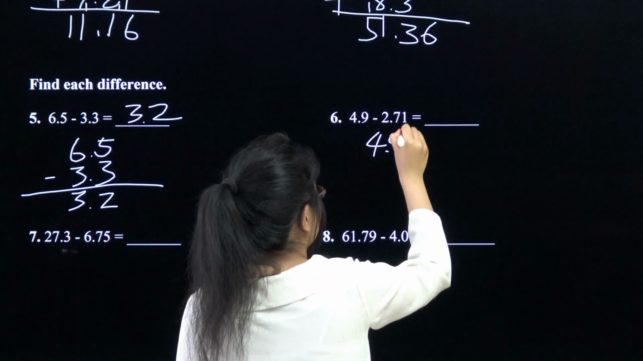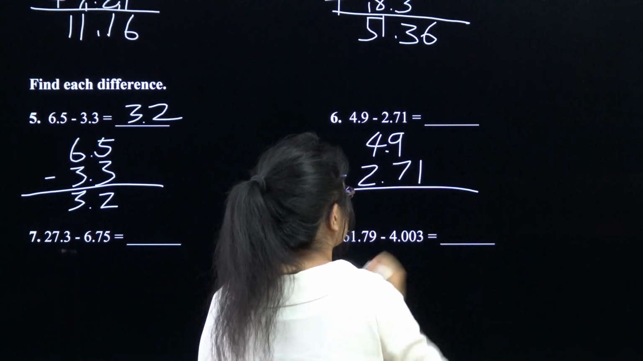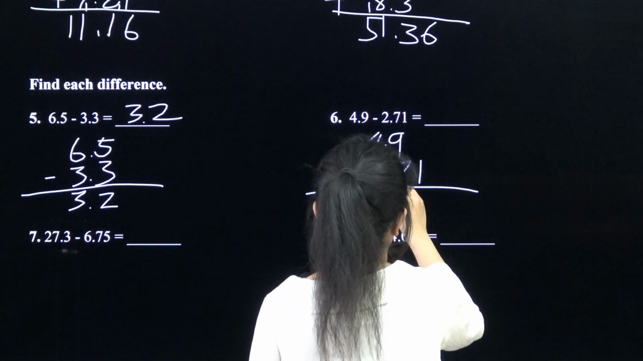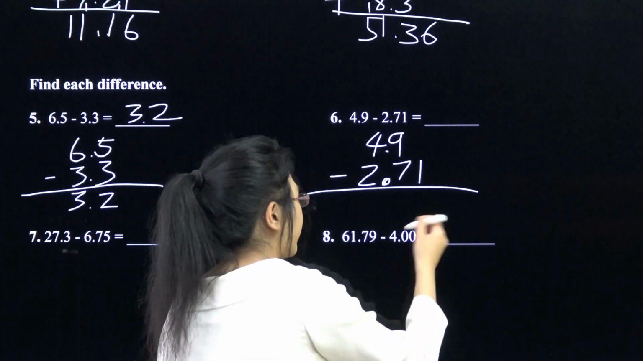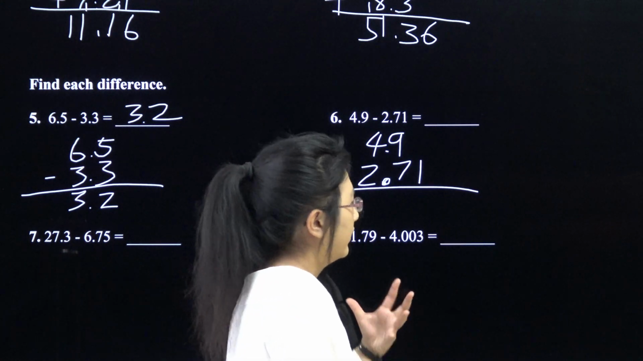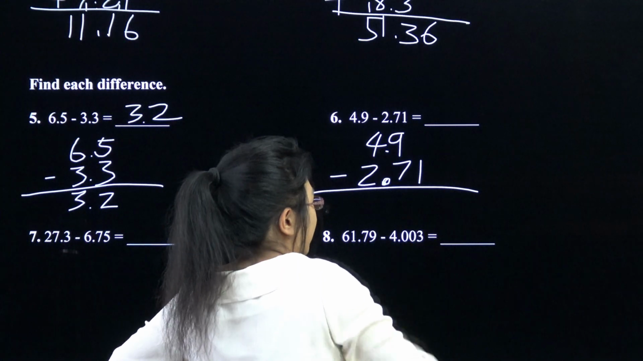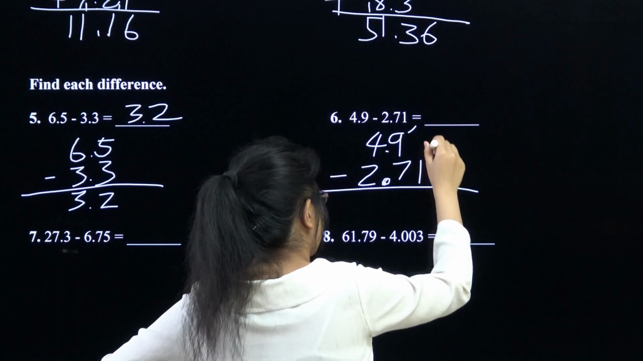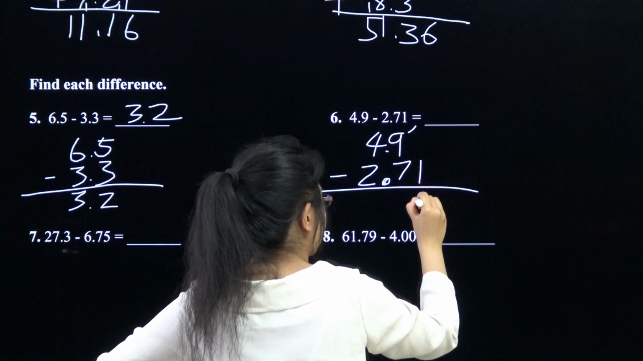Now, 4.9 minus 2.71. And you line up the decimal point. I know it looks kind of slanted right now, but it's still at the same approximate area. You line up the decimal point. There's nothing over here, so it's a 0. Problem is, there's something down here, which means that you have to regroup. So you regroup, and this becomes 10. 10 minus 1 equals 9.